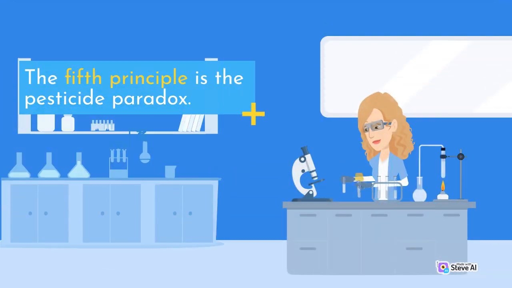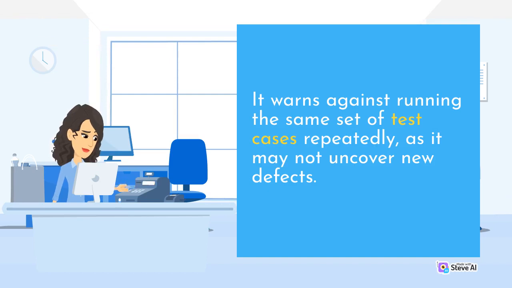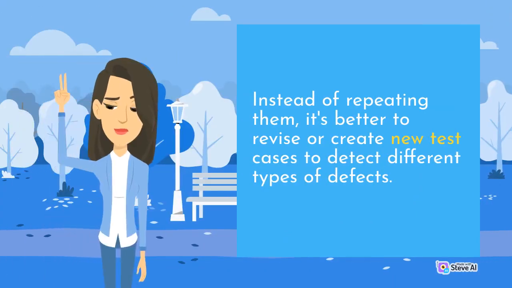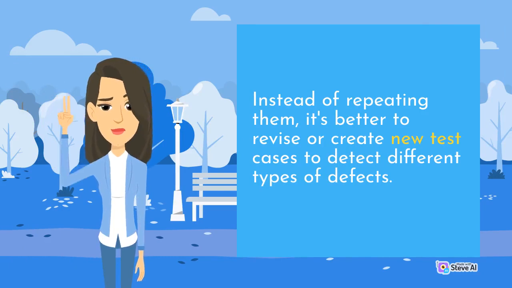The fifth principle is the pesticide paradox. It warns against running the same set of test cases repeatedly, as it may not uncover new defects. If a set of test cases consistently passes without finding defects, it suggests that the test cases may no longer be effective. Instead of repeating them, it's better to revise or create new test cases to detect different types of defects.